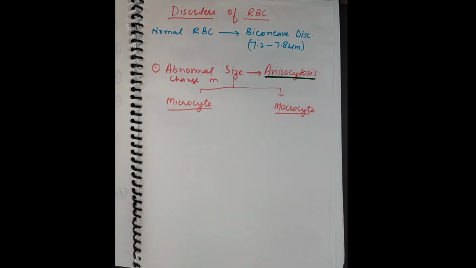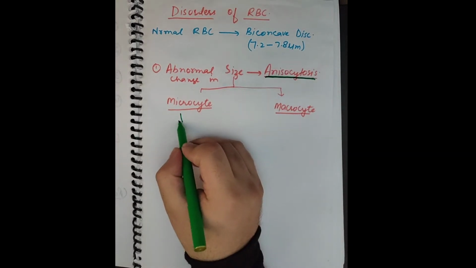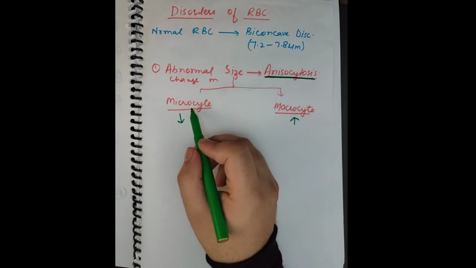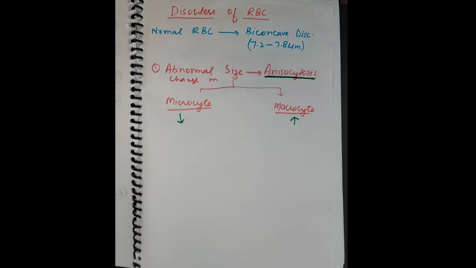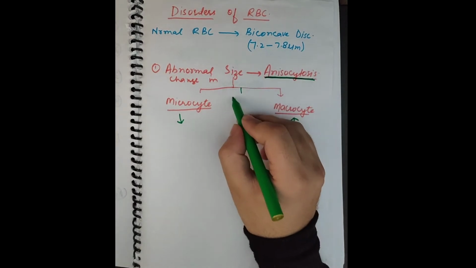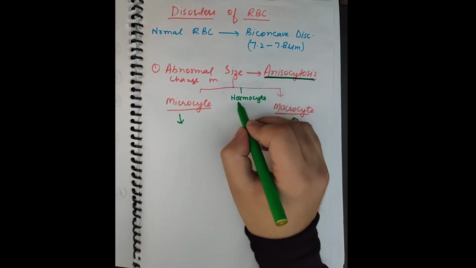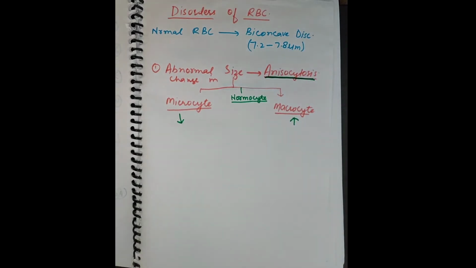And size can change in two forms. Either the size will decrease or the size will increase. If the RBC size is decreased, it is known as microcyte, and if the size increases, it is known as macrocyte, and if it is normal, it is known as normocyte. Let us discuss microcyte in detail.